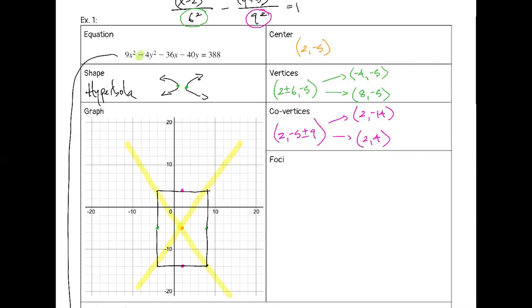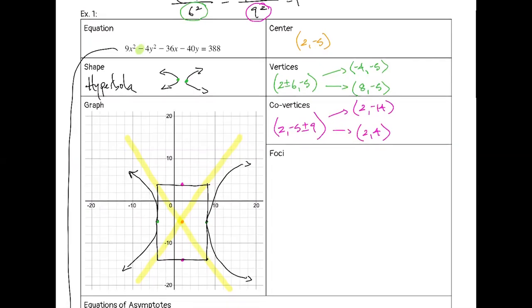Now, if we wanted to sketch in our hyperbola, we would have something that kind of looks like this. That's like one branch of it. And then on the other side, we have another branch like this. The last two pieces that we need are the coordinates for the foci, and we need to write the equations of the asymptotes.